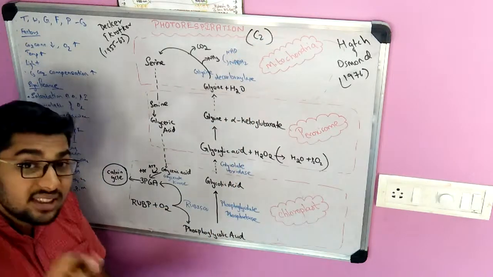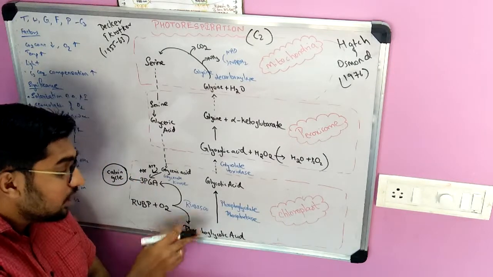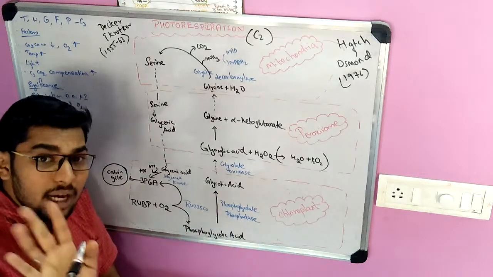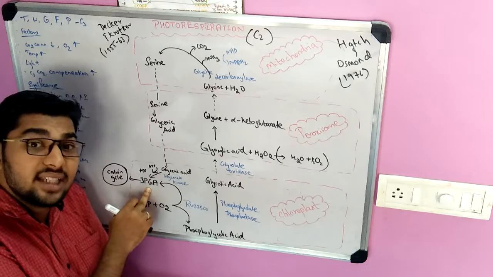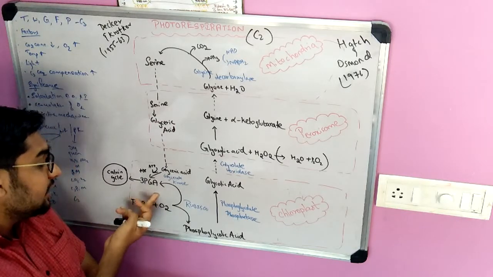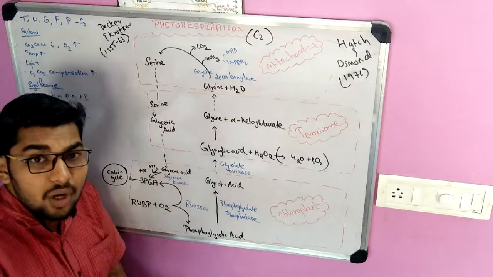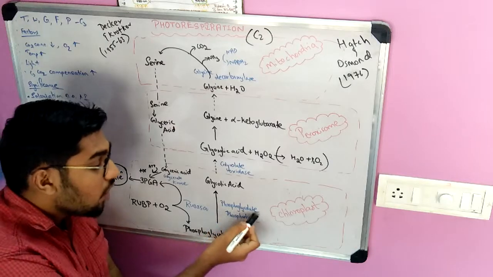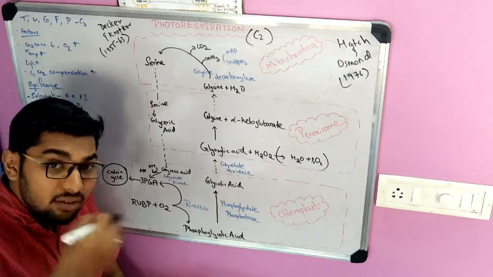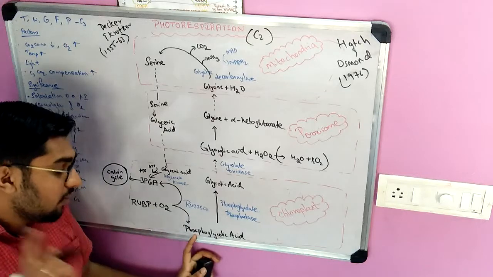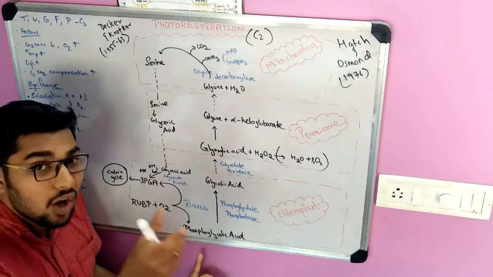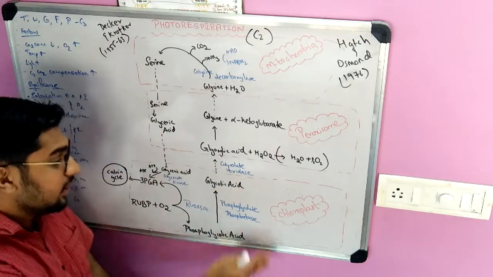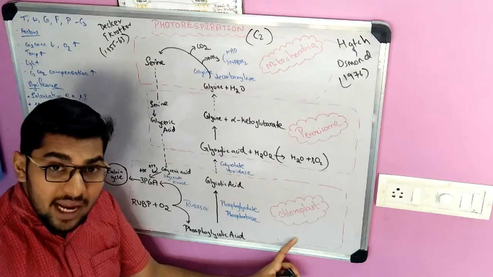The first step is the oxygenation of ribulose bisphosphate, which in the presence of the Rubisco enzyme gives phosphoglycolic acid, a C2 compound, and 3-phosphoglyceric acid. This 3-phosphoglyceric acid undergoes the Calvin cycle to form the food product. Now phosphoglycolic acid, in the presence of the enzyme phosphoglycolate phosphatase, gives off inorganic phosphate, because there is only one phosphate group, and it becomes glycolic acid. This is the first step, occurring in the chloroplast of the plant cells.